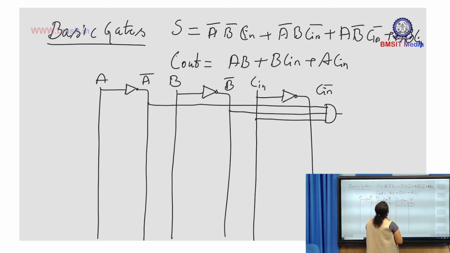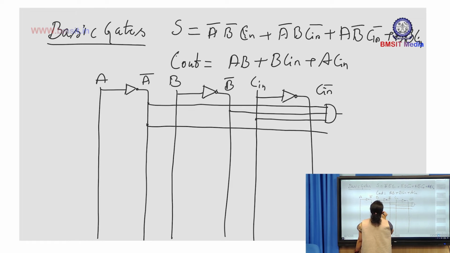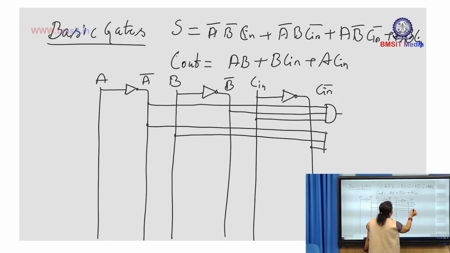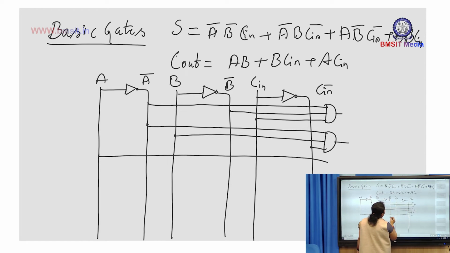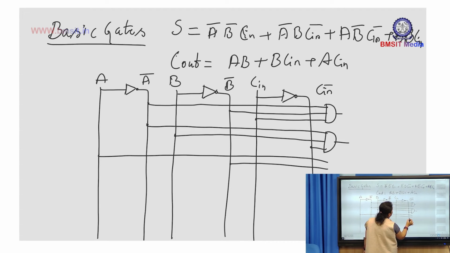Similarly, A bar for the next combination. A bar, B, so this is B and C in bar. Here we get C in bar. Next A, B bar, C in bar. So here we have A, B bar. So here I will be getting B bar, C in bar. So C in bar is got here.